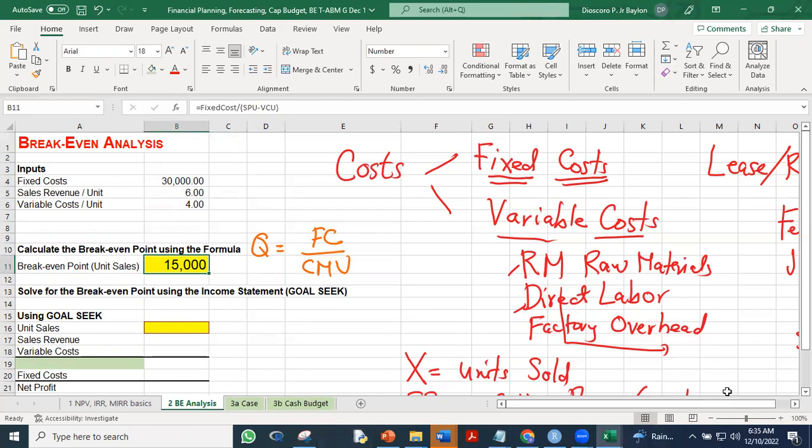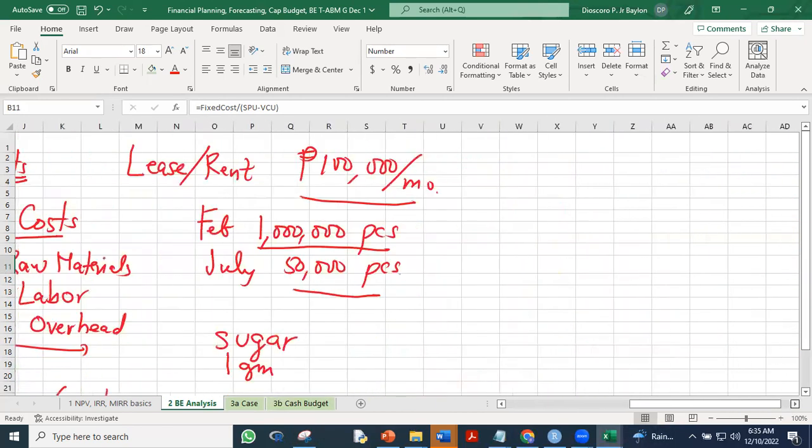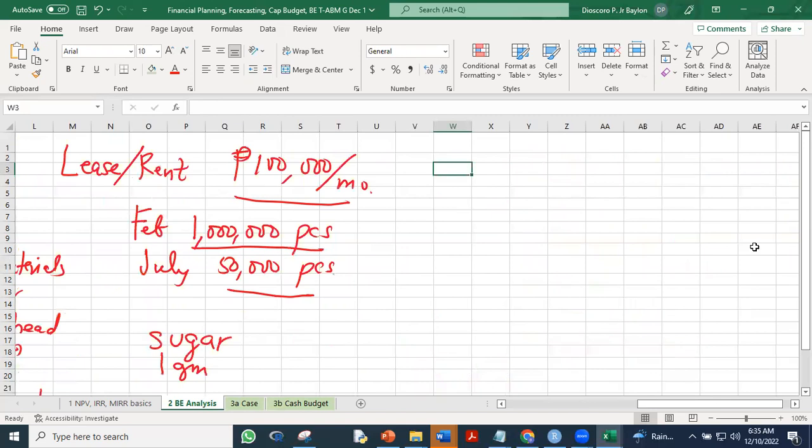Okay, let's just show that here. Let's just prove that. Okay, so if the units sold, just increase the size.